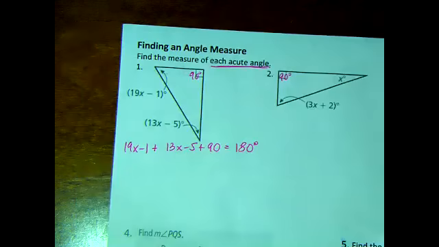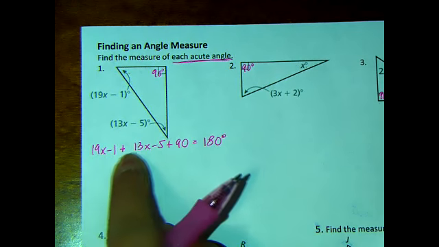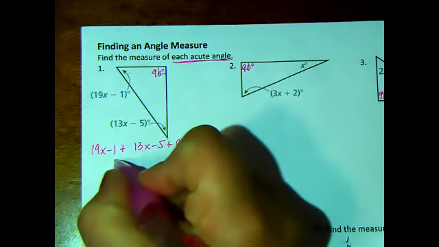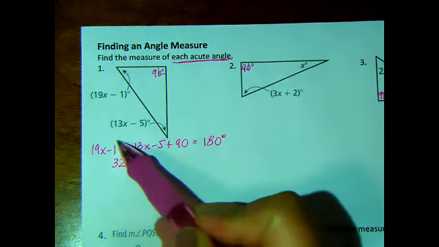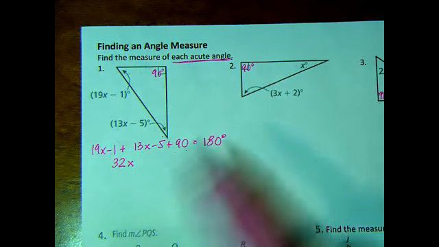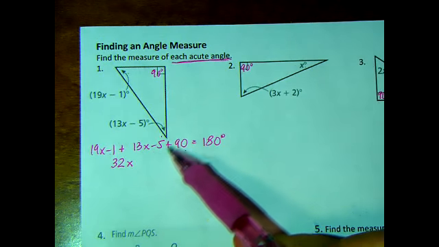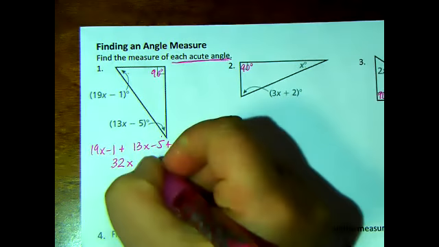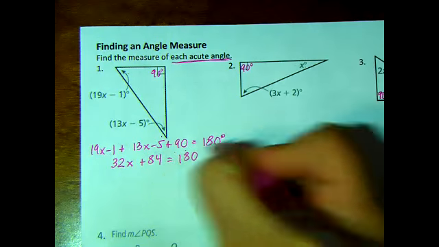So then I start solving. I combine like terms. 19x plus 13x gives me 32x. I have negative 1 minus 5 plus 90 degrees. So negative 1 minus 5 is negative 6. Plus 90 is going to be a positive 84. So I have plus 84 here. And bring down the equals 180.